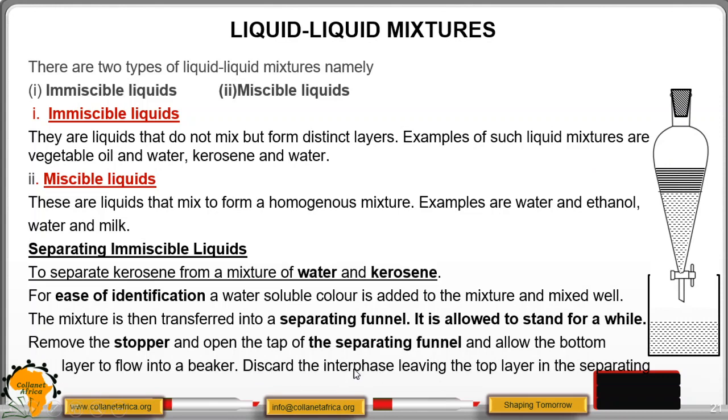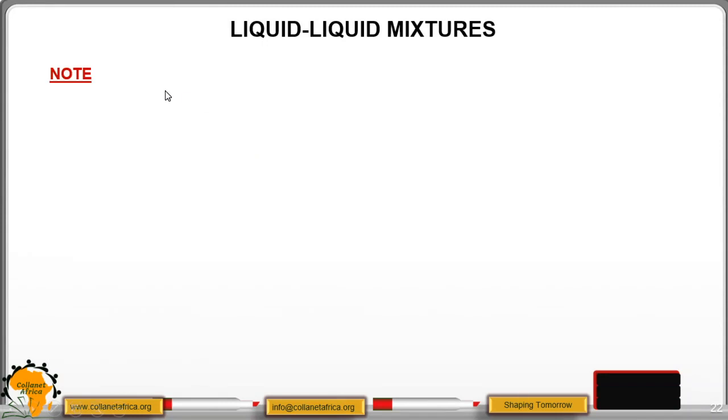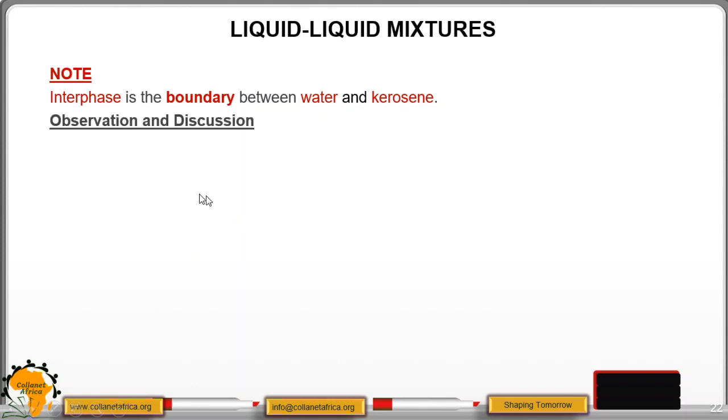Discard the interface, leaving the top layer in the separating funnel. So the interface is this part. We continue. Note, interface is a boundary between water and kerosene.